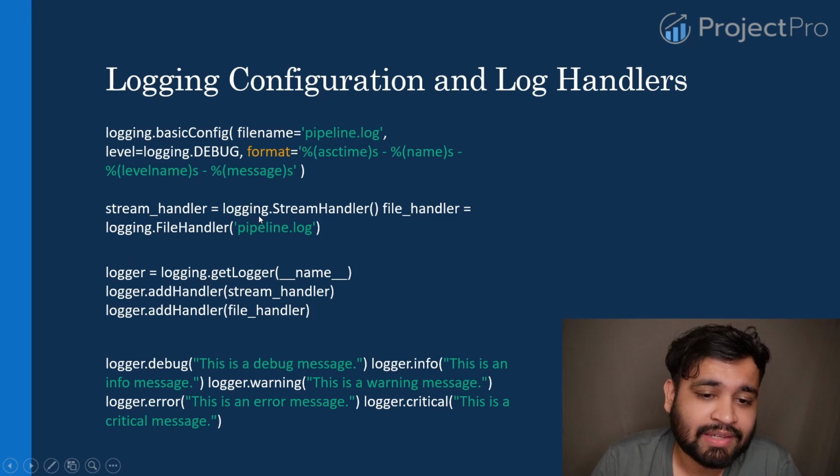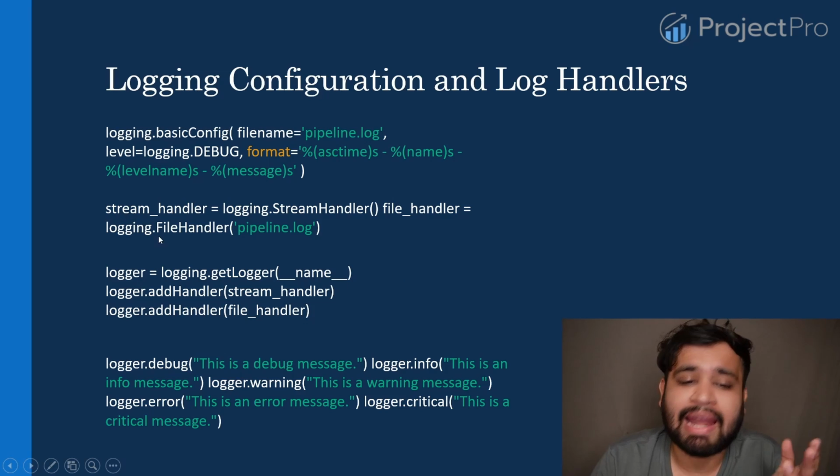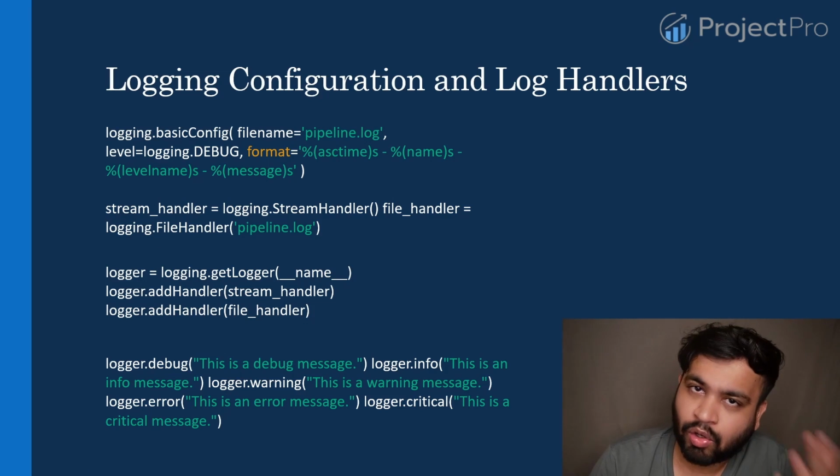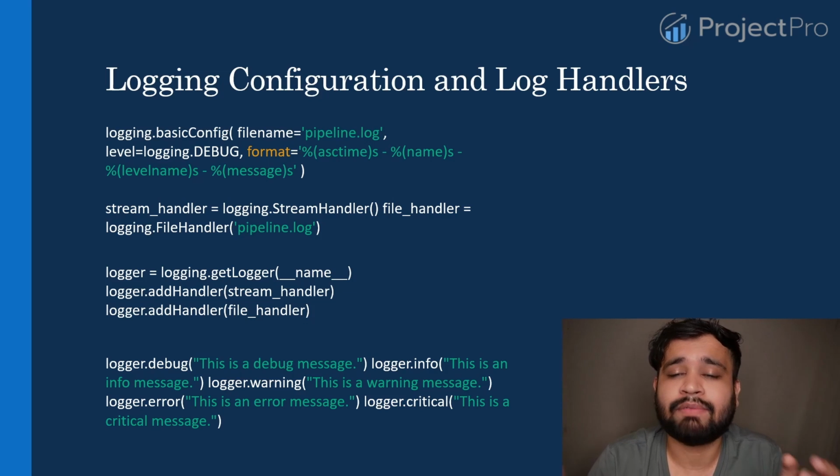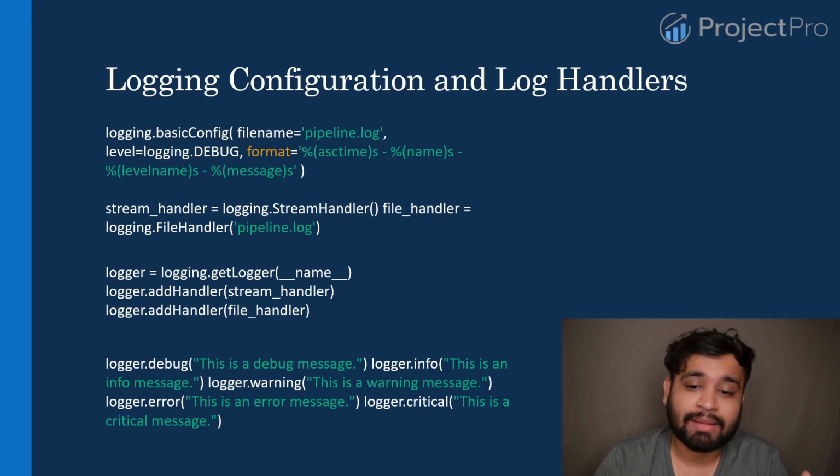So here you can see we have instantiated our stream handler as well as the file handler, which is logging.FileHandler, logging into the pipeline.log file. Now the next step is that we have to set the log level for each handler. That is also a very important step.